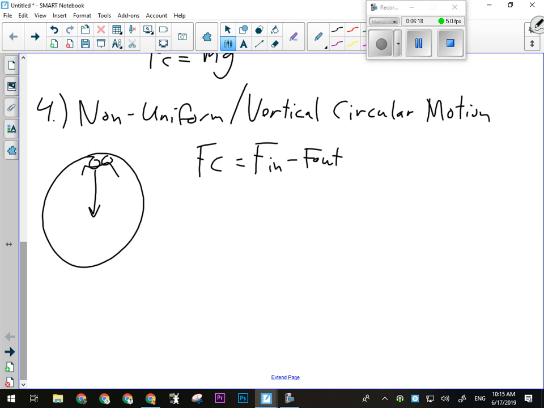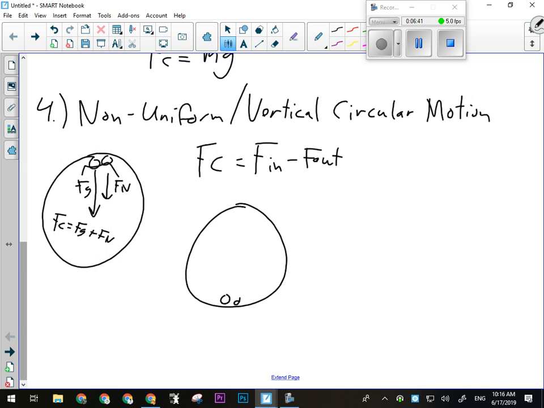And what does the track do? Pushes back. And then there's also another force, normal force now, that's acting towards the center. All right? Are there any forces out in this position? No. All right, so in that position there, Fc would equal Fg plus Fn, and there's no forces out.